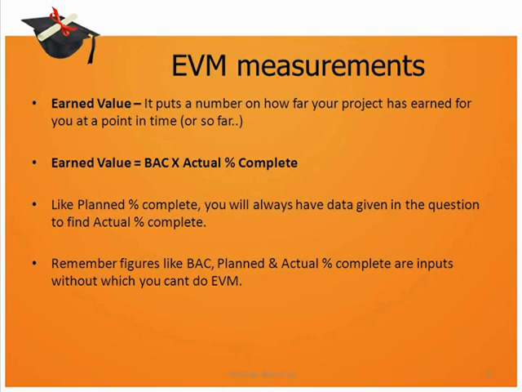After having discussed the planned and the actual, let us now discuss earned value. So earned value at any point of time will tell you how much your project has earned at that point of time. The formula for earned value is BAC into actual percentage complete. So like for planned percentage complete, you will always have some data, direct or indirect, that will tell you what the actual percentage complete is. Keep this in mind that for figures like BAC, planned and actual percentage complete, you will have data in the question and you will have to infer these values from that data.